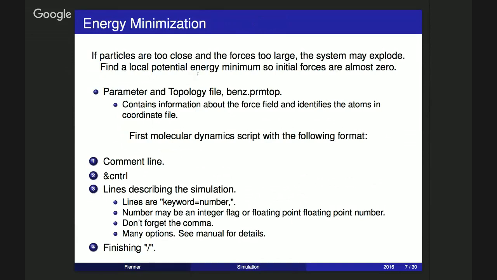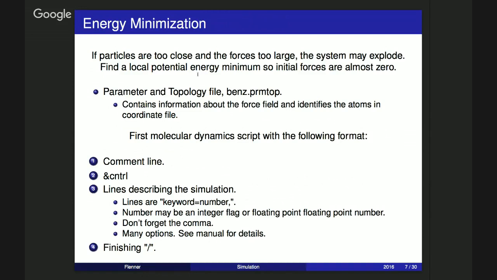And this minimization program is going to be the first example I'll show you, a molecular dynamics script. It has the following format. This is an Amber format. The first line is just a comment line. It's good to put something descriptive in there to say what you're doing. Mine is not the most descriptive, but put something descriptive in there so when you go back later and look at it, you know pretty much what you did.